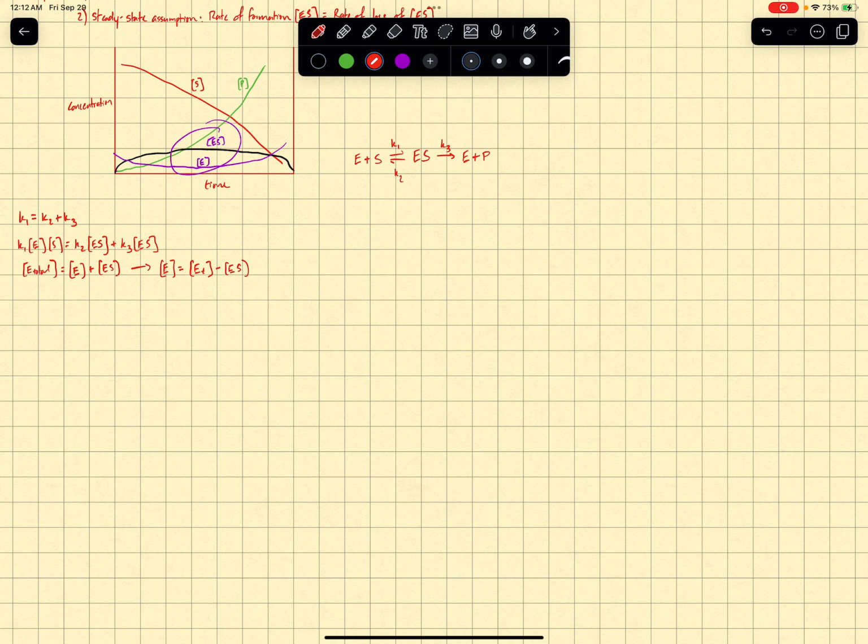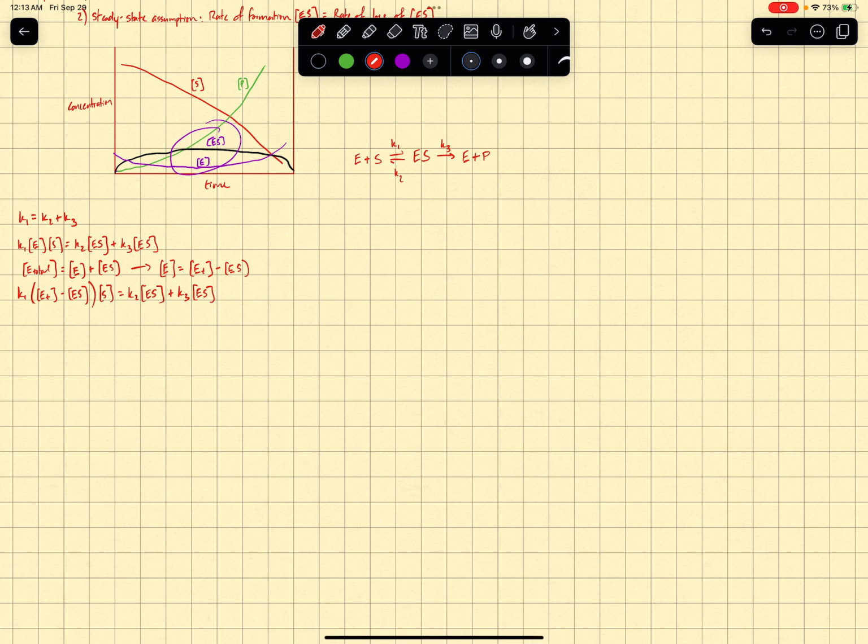So then we can plug that back into the initial equation. This becomes k1 times the total enzyme minus the ES complex, times the substrate, is equal to k2 times the ES complex plus k3 times the ES complex concentration.